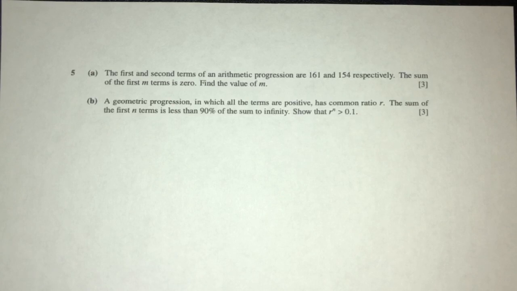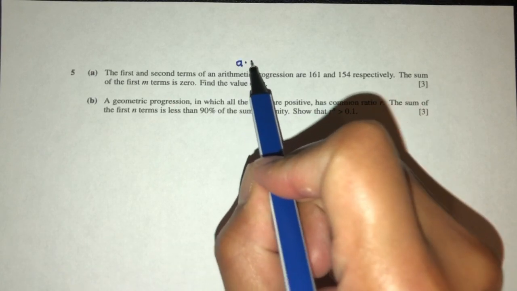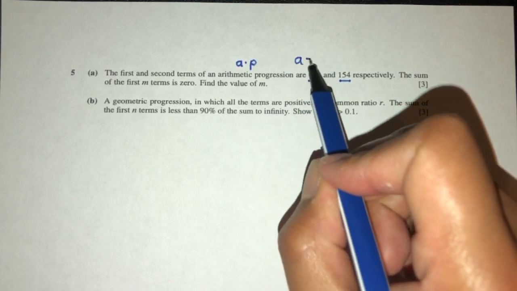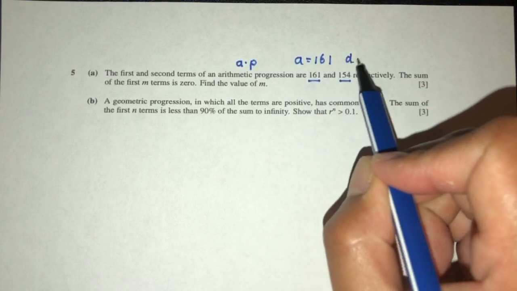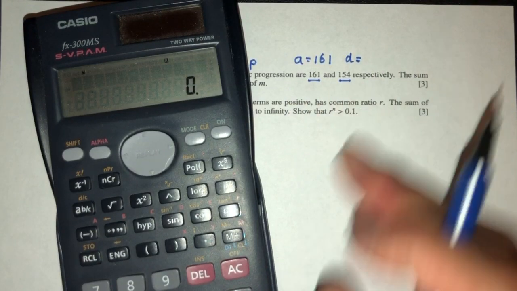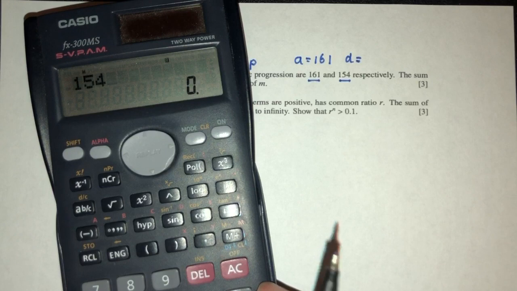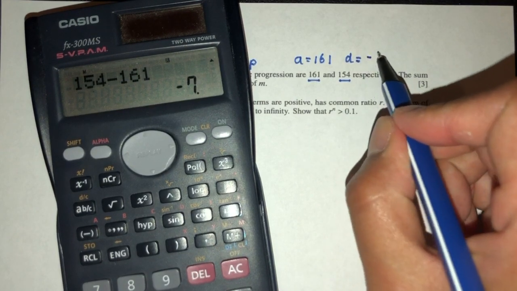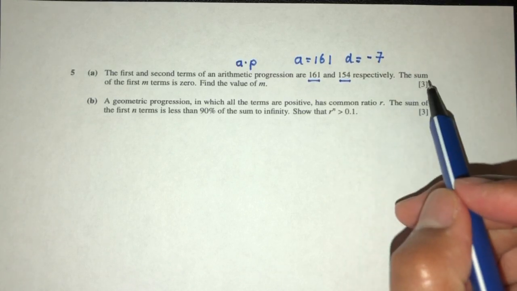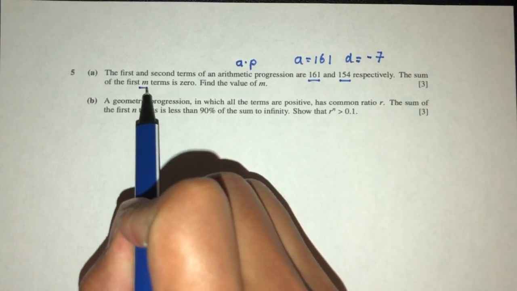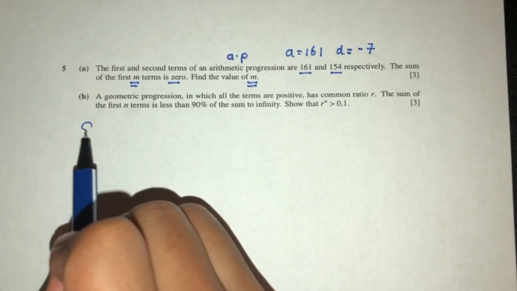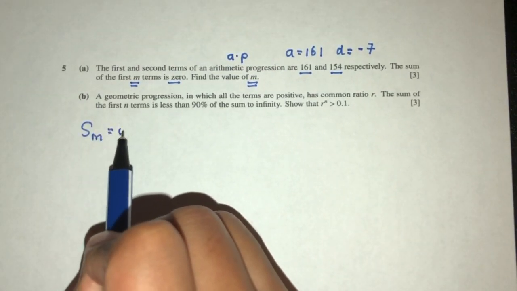The first and second terms of an AP, we know it is an AP already, are 161 and 154. So we know a, the first term, is 161, and the common difference will be 154 minus 161, so minus 7, right? So we have to minus 7 to go to 154. The sum of the first m terms is 0. Find this one.